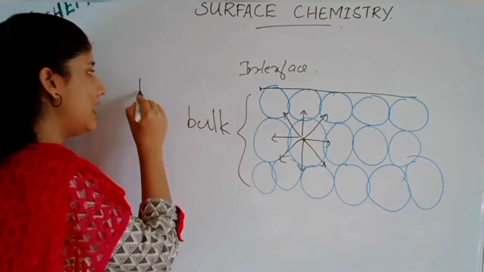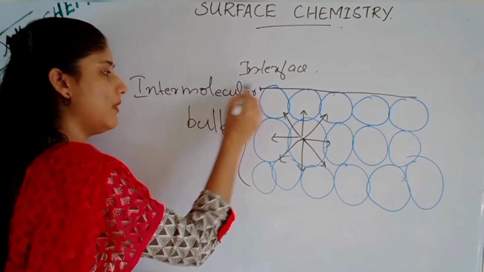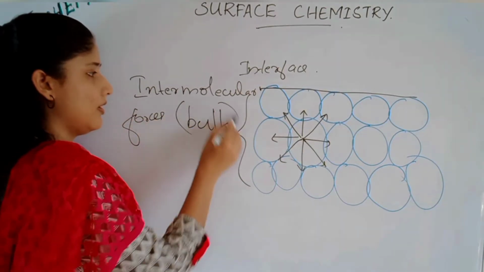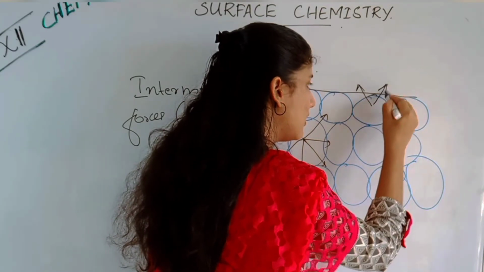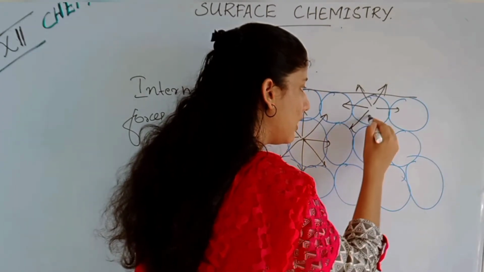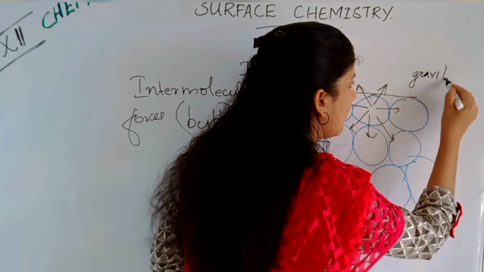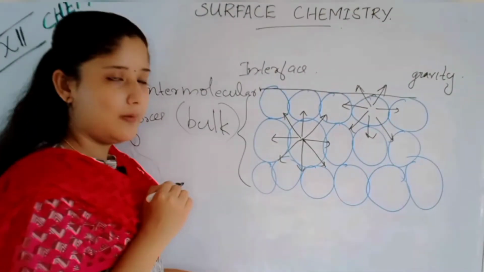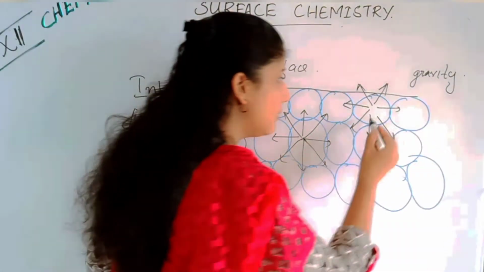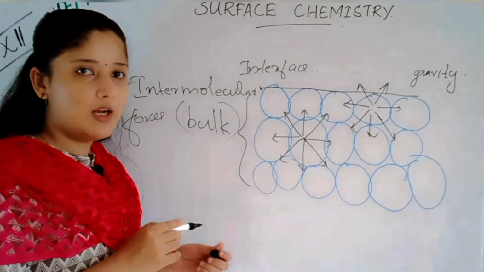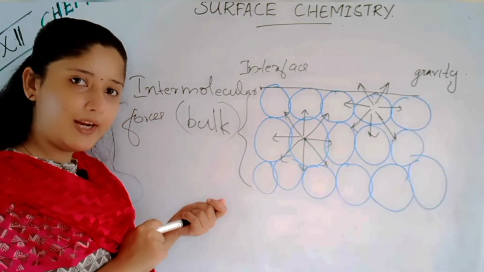There are intermolecular forces acting inside, but for the molecule at the surface, there will be a force on the upper side that cannot be counterbalanced by the forces on the downside. That is the force due to gravity. These forces will cancel each other inside because equal and opposite forces are acting. But for the molecules on the surface, the forces will be different. That is, the molecules at the surface will behave differently compared to the bulk.